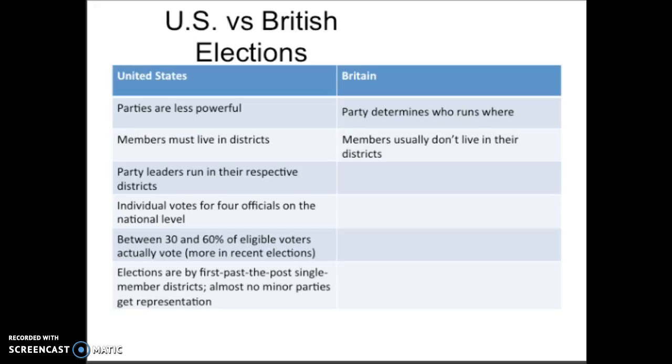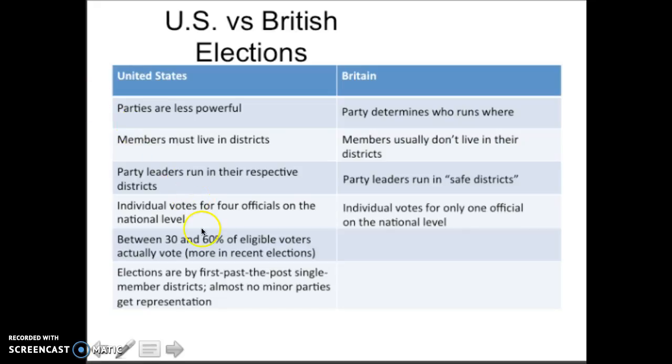If you're a party leader, then they're going to make sure that party leaders run in safe districts. That's not the case in the United States. If a party leader has a competitive district, they might lose their spot. But in the UK, they're going to make sure that the party leaders are in safe elections. Individuals vote for four officials on the national level. So we vote for 2 senators, a representative, and our president. But in the UK, you only get to vote for one official, that's your MP of the House of Commons.